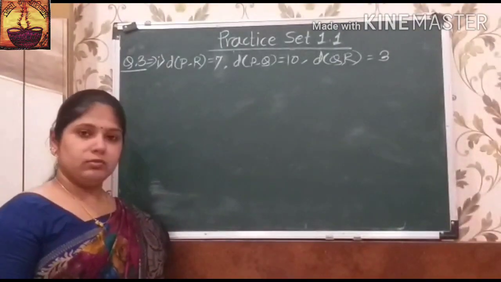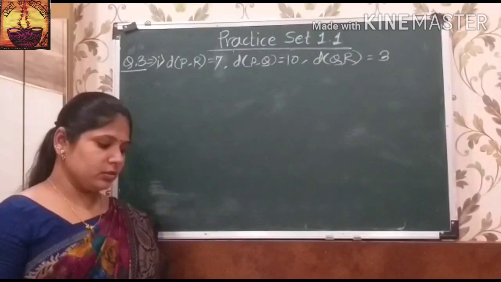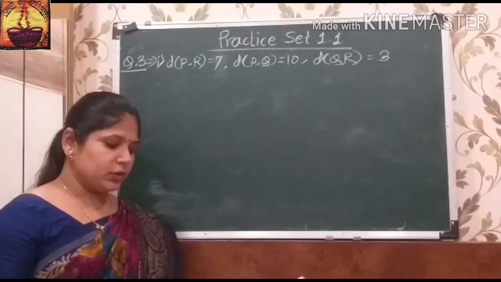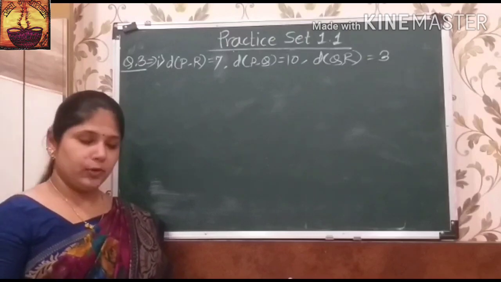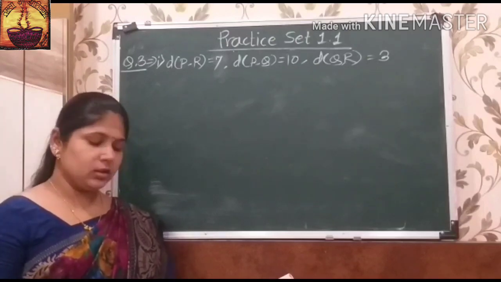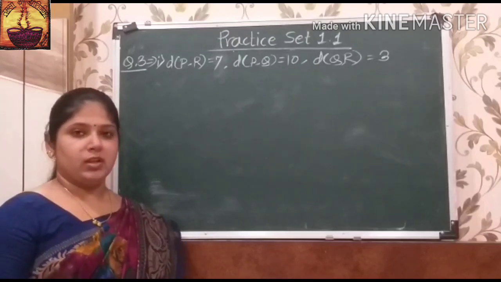Question 3 is, from the information given below, find which of the points is between the other two. If the points are not collinear, state so.